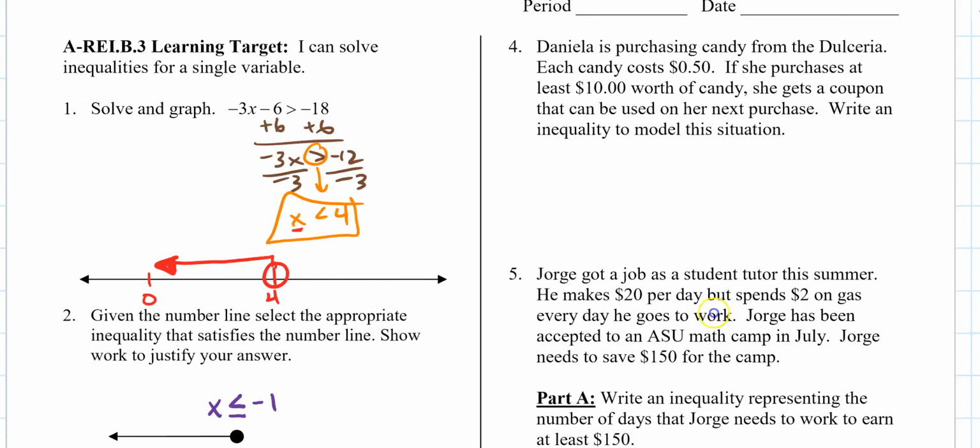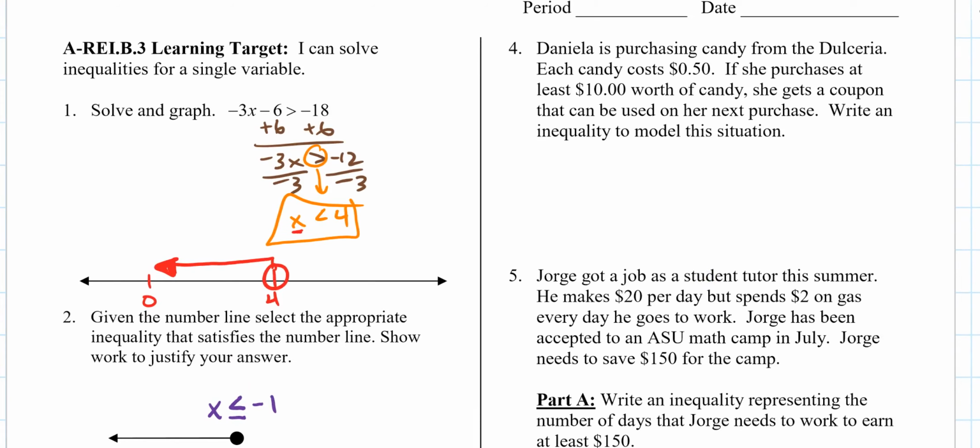Alright, moving on to number 4. Danielle is purchasing candy from the dulceria. Each candy costs 50 cents. If she purchases at least $10 worth of candy, she gets a coupon that can be used on her next purchase. Write an inequality to model the situation. Notice it doesn't say to solve an inequality, it just says write an inequality.